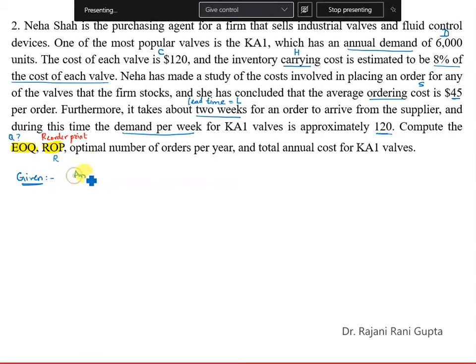Annual demand, which we denoted by capital D, is given to be 6,000. Cost of each valve, it is C, is given to be $120. Here this is units.